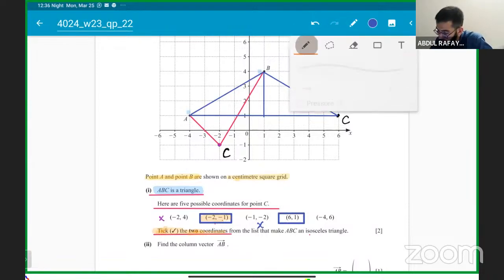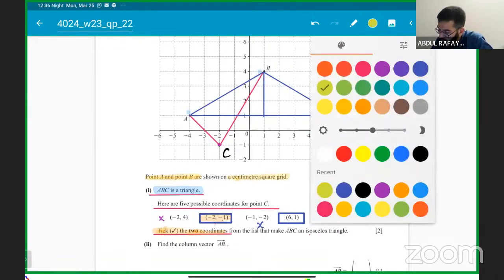So (6, 1) will be the answer and (-2, -1) will be the answer here.